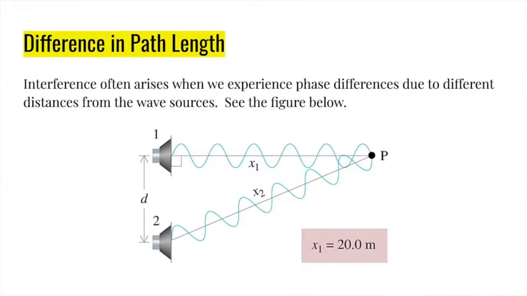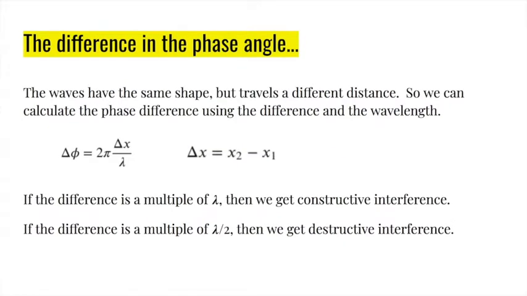If we have 2 sources, like in this picture you can see they're speakers, and they are producing the same wavelength, same frequency sound, then depending on where this observer is, point P represents the position of the observer, we may experience the sound coming from these 2 speakers in unexpected ways. So the difference in the phase angle can be found this way.